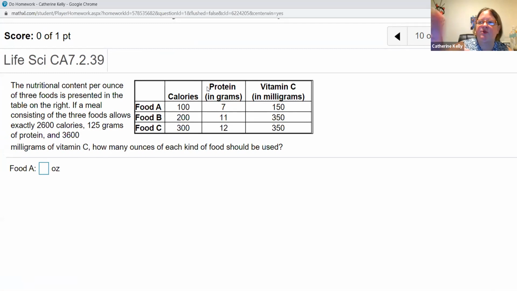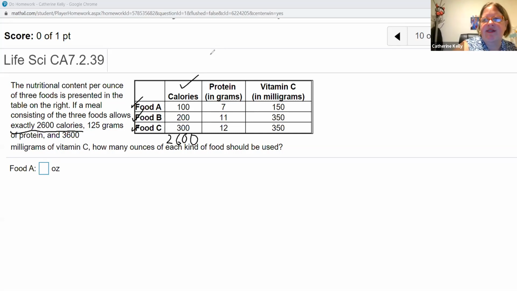Okay, so we need our 3 variables, which is A, B, and C. And they give us that information. But here's the situation. The chart is flipped from how we put it in our matrix. But it's going to be set up the same way that we just set up that last one, where it has 3 totals and you need 4 columns. You have what A, what B, what C, and then the total. So the totals here, this says exactly 2,600 calories. So under calories, I'm going to have 2,600.